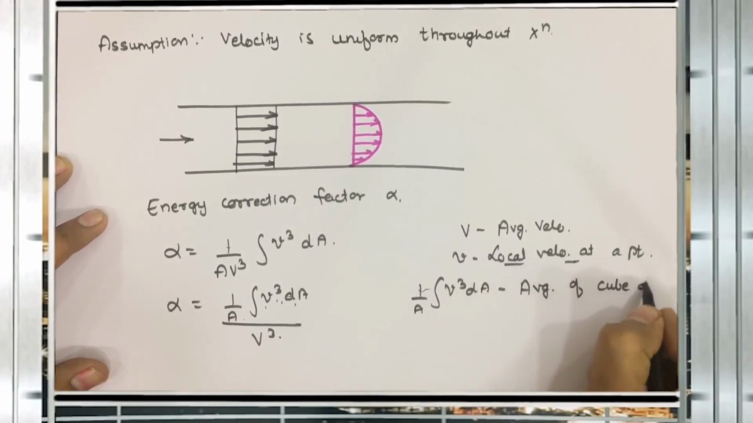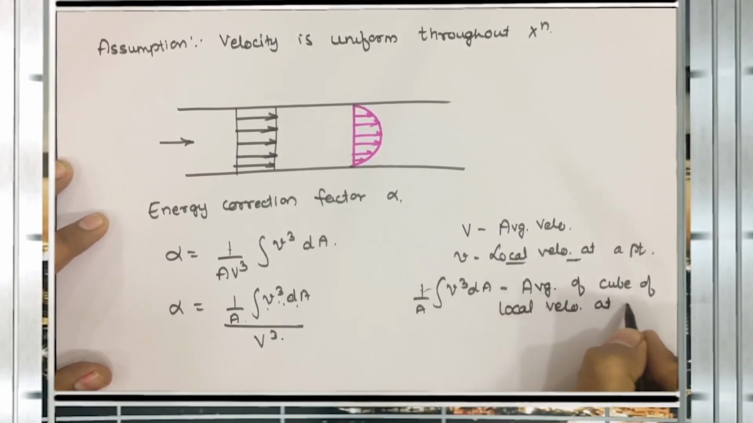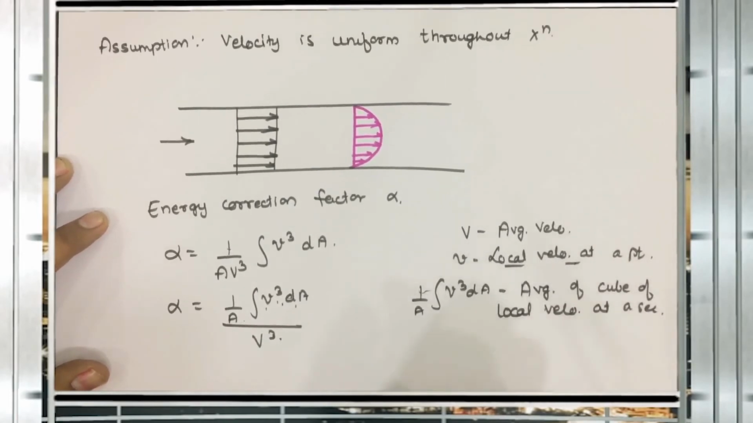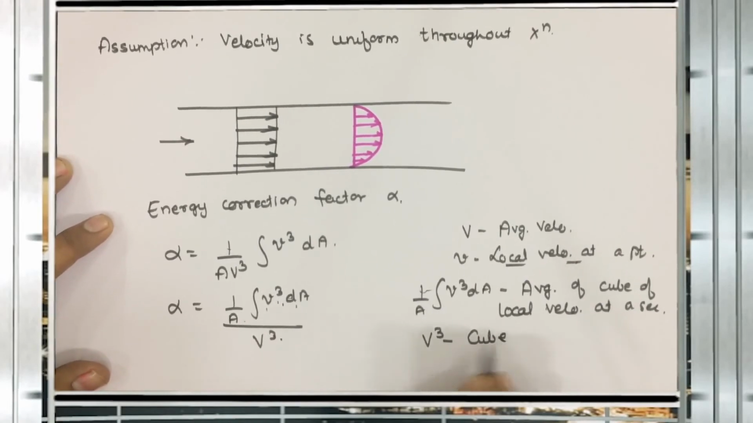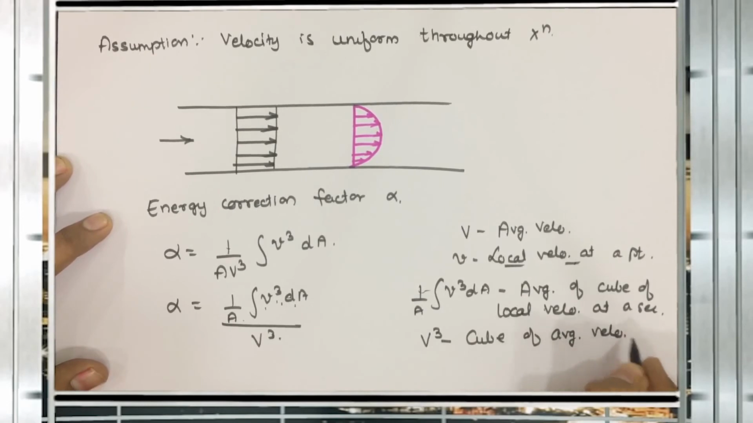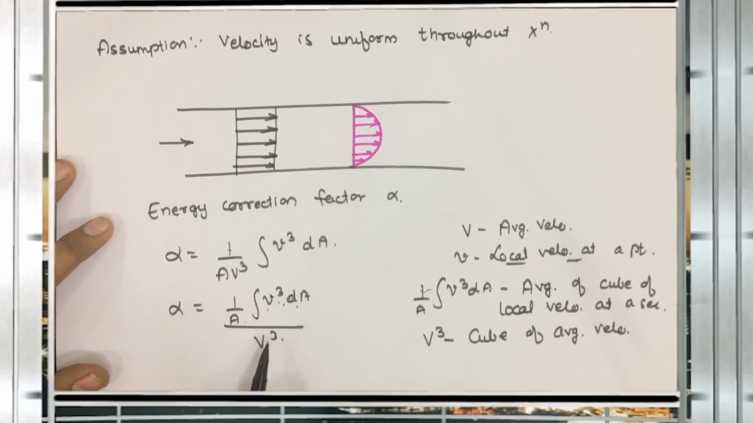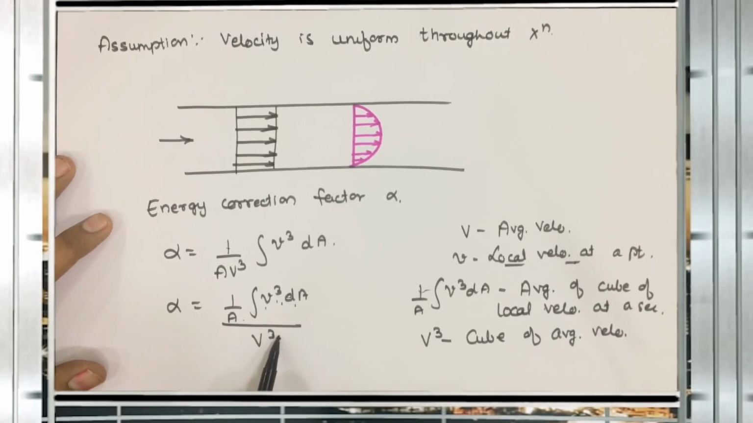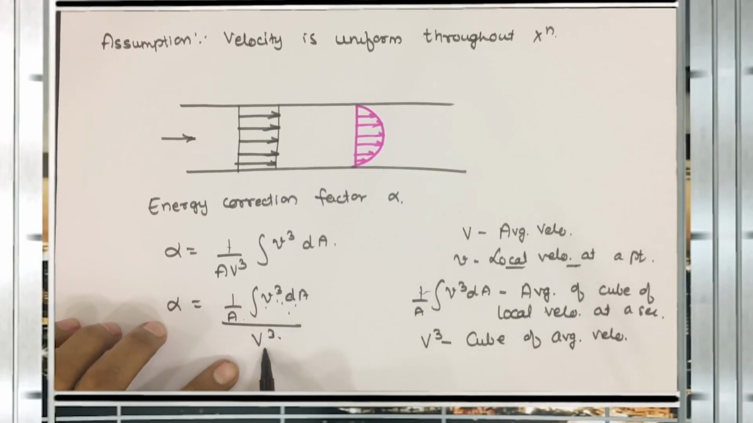So 1 by A integration of v cube dA is nothing but the average of the cube of local velocity at a section. Getting this now? Similarly, what is this capital V cube? This is nothing but the cube of average velocity. Getting the difference? This is the average of the cube of local velocity at a section, and this is the cube of average velocity. Now according to mathematics, we know that the average of the cube of a number is always greater than the cube of the average number.